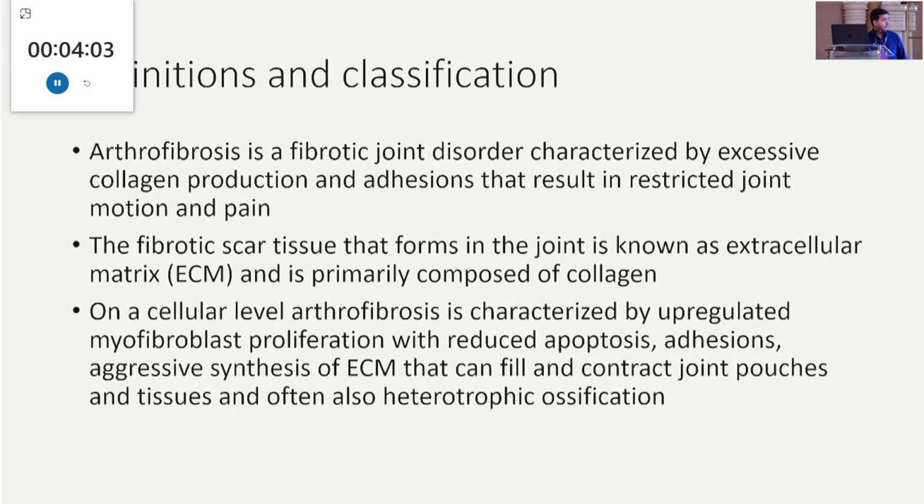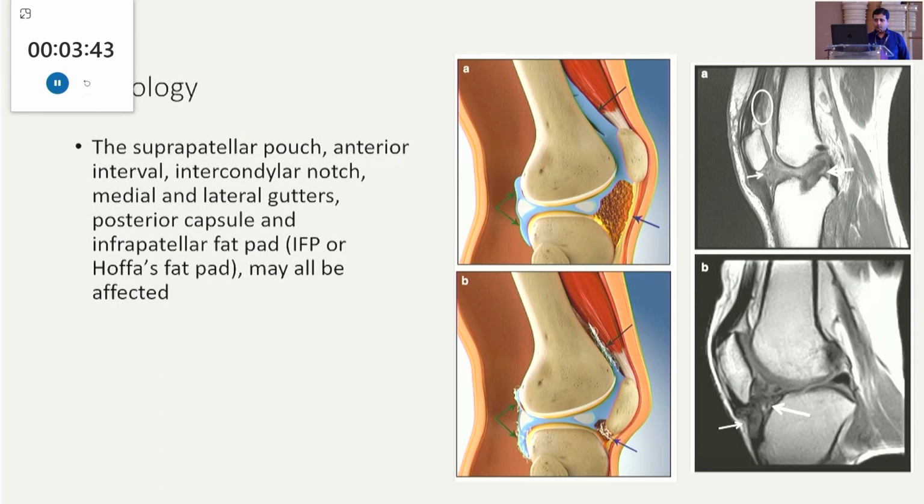I have used the word definitions, not the definition, because we still don't have consensus on the actual definition. At the cellular level, it is the deposition of fibrous tissue, extracellular matrix composed of collagen, and many factors might be involved, including genetics. The suprapatellar pouch, anterior interval, intercondylar notch, medial and lateral gutters, posterior capsule, and infrapatellar fat pad may all show extra deposition of extracellular matrix, leading to contractures and shortening of the tissues. So when planning any surgical intervention, you need to keep these in mind and decide which area you are trying to address more.